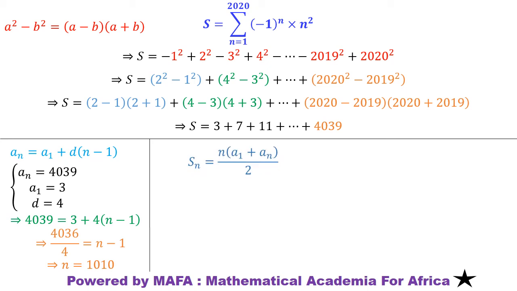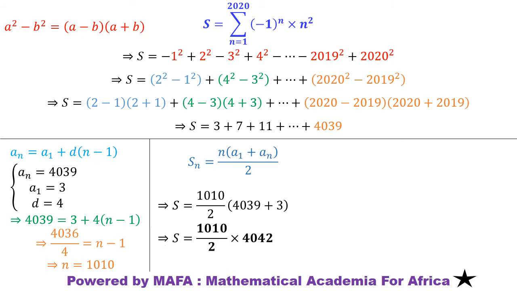Now we actually want to find the sum. We know that if we have the first term, the last term, and the number of terms, we can find the sum of the first n terms, provided it is an arithmetic sequence. So from there we have 1010 over 2 times 4039 plus 3. Simplifying and expanding, we have our sum equal to 2,041,210 as the final answer.